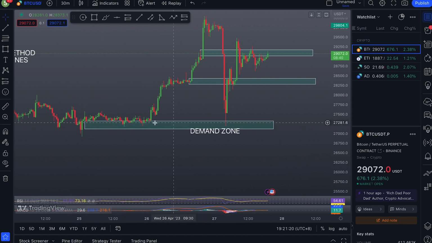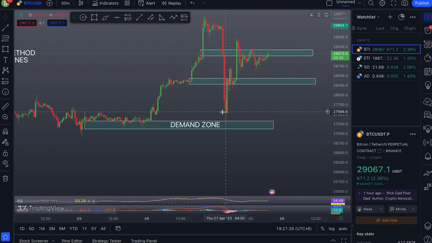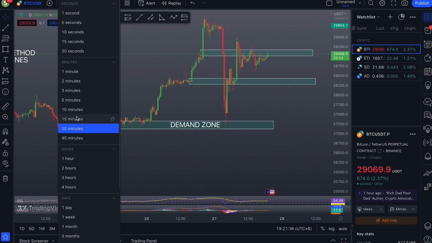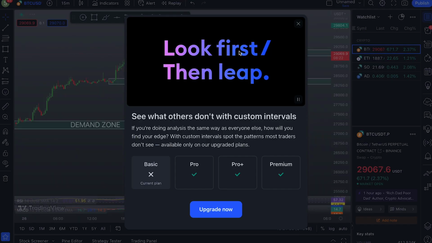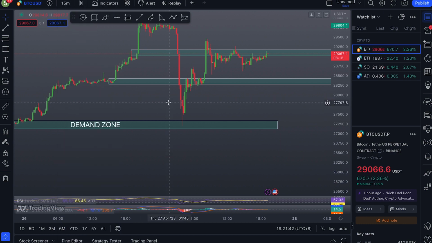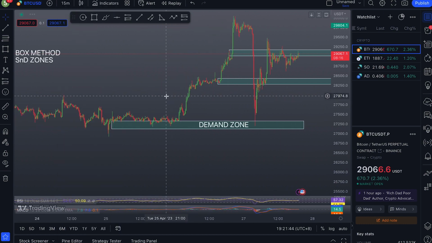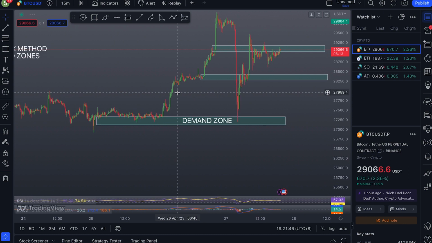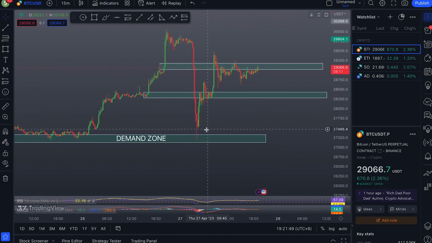As you can see, this demand zone held all of these lows, right? I'm not saying that I entered this, but this gives us intel on what is going to happen next. So let's go even lower to show you guys. Let's go to 10 minute, or I don't have pro, so let's go 15. Yeah, 15 minute. And yeah, this demand zone is crazy.